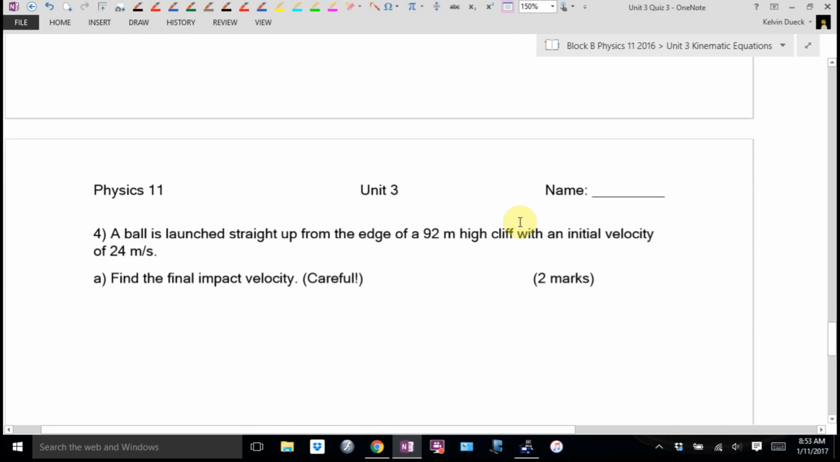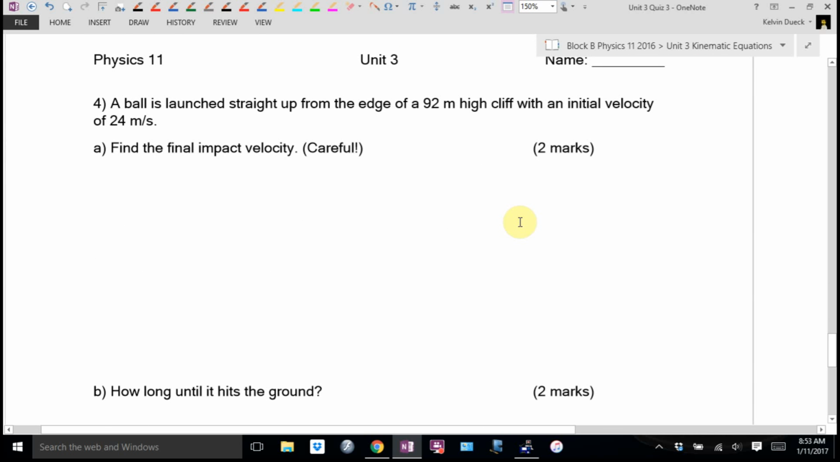Last little bit. A ball is launched straight up from the edge of a 92-meter high cliff with an initial velocity of 24 meters per second, and it wants me to find V final. It says careful, so I'll be careful. Well, VI is 24, A is negative 9.8, D is 92.